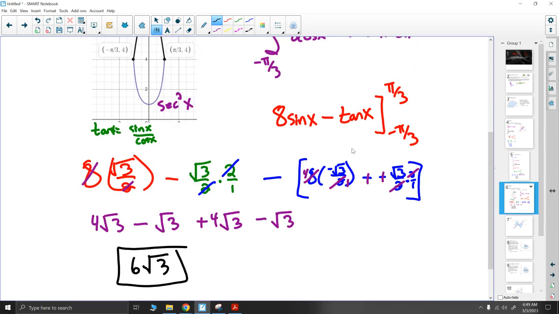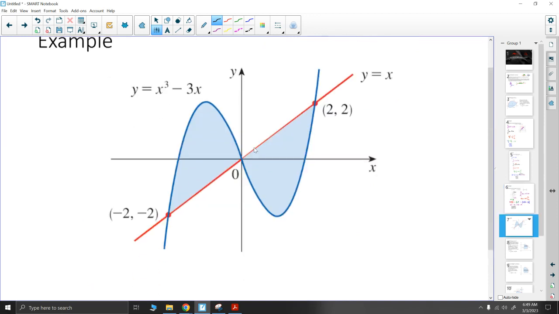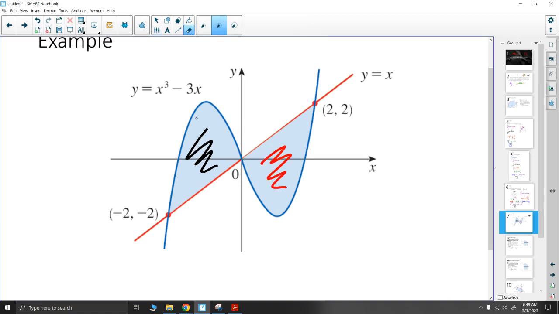Okay, so that's when we have a single region we're worrying about. Now let's take a look at this. So say we have this function, y equals x cubed minus 3x. And we want to find the area here. Now, first of all, if we notice, this is from -2 to 2, okay? And in this region here, our blue function is above, but then in this region here, our red function is above.